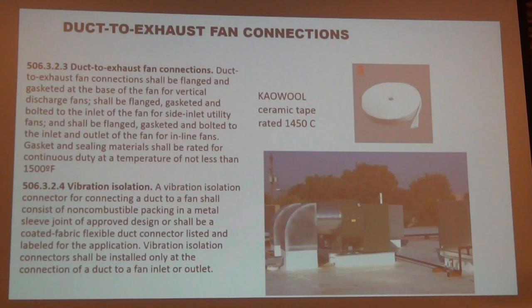Duct to exhaust connections shall be flange gasketed at the base of the fan for vertical discharge and shall be flange and gasket inlet for the utility fans. Basically, what I make them do is lift up the fan and make sure that on a vertical discharge fan they have some sort of K-wool on there or some sort of approved gasket.